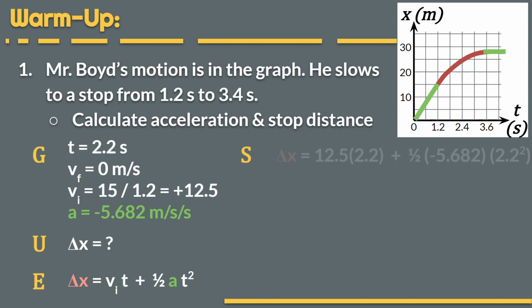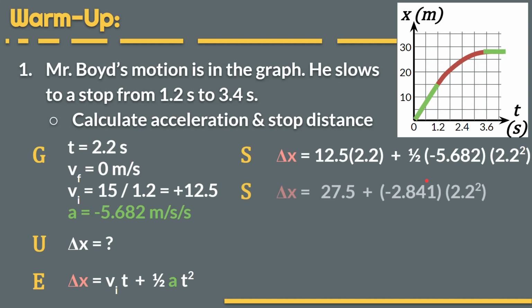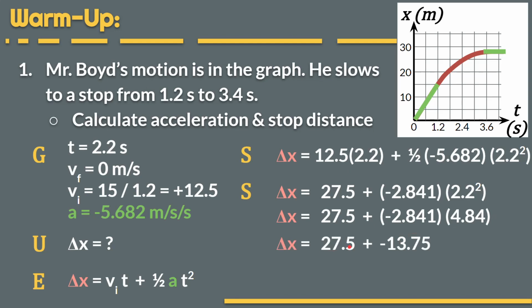To solve this, delta x equals VI, again 12.5 times 2.2 plus 1/2 times here's my new value for A that I just found, times t squared. Again, we're going to multiply the pieces that we can. That becomes 27.5. Half of negative 5.682 is negative 2.841, and then times 2.2 squared. 2.2 squared is 4.84. Now we can multiply those values together, and we have 27.5 plus negative 13.75, which means we're really subtracting. 27.5 minus 13.75 is 13.75.